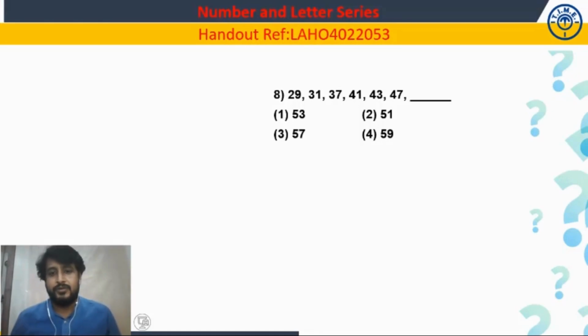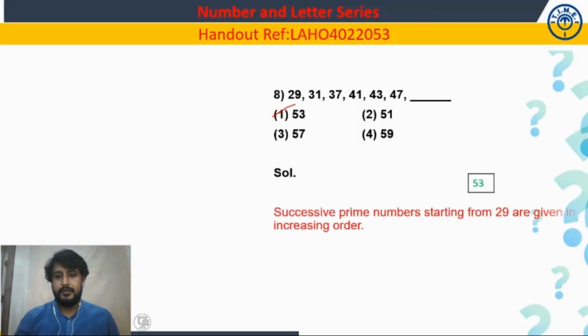Consecutive prime numbers. 29, the next prime number is 31, 31 next prime number 37, 37 next prime number 41, 41 next prime number 43, next prime number 47, and then next will be 53. Successive prime numbers starting from 29 are given in increasing order, and the choice is 1.